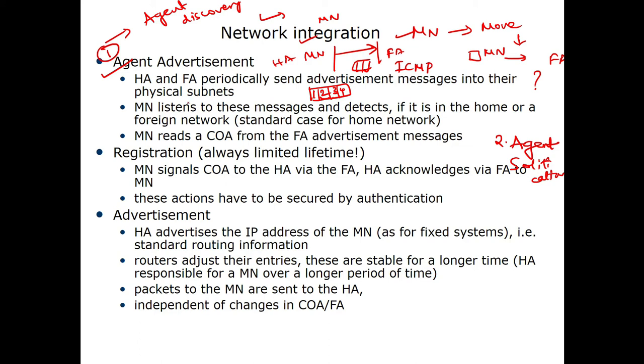So the mobile network automatically listens to the messages and checks whether it is in the home network or a foreign network. The mobile network also reads a care of address from the foreign agent advertisement messages. And the second one is solicitation.